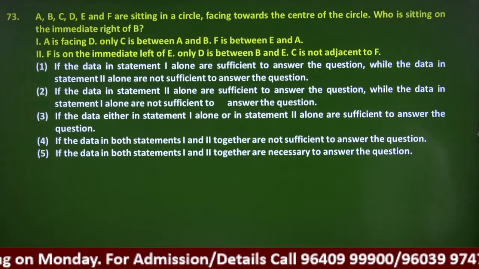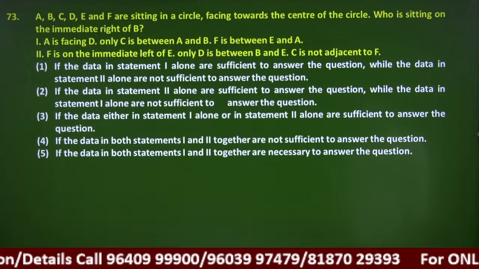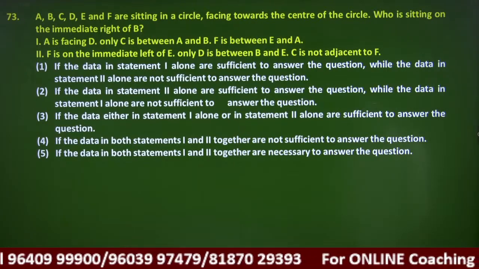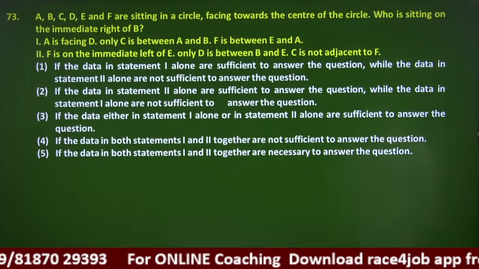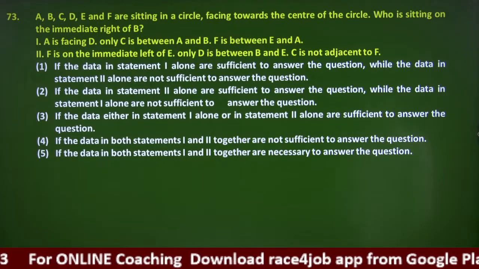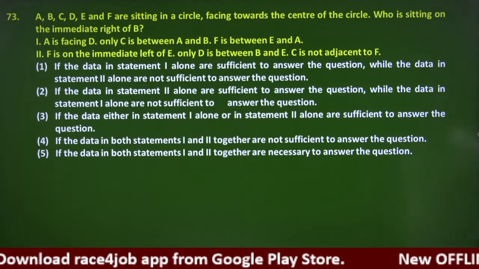Let's see the problem. Next one. A, B, C, D, E, F are sitting in a circle facing towards the center. Total how many members? 6. Six members facing towards the center of the circle. Who is sitting immediate right of B?